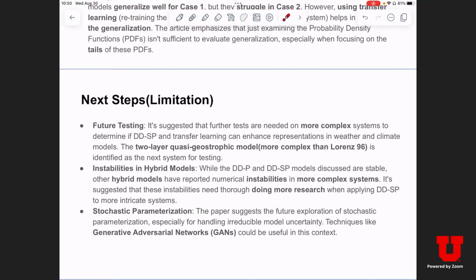No, I don't think they included the other models in the instability. But how do they conclude that? Other hybrid models have reported numerical instabilities in more complex systems.